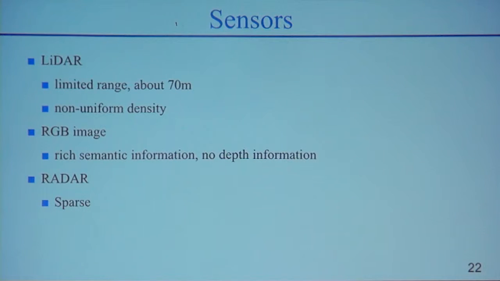If you do 3D detection, the first thing is to understand the characteristics of our sensor data. Each of these sensors has unique characteristics, and we need to leverage them to effectively do 3D detection. First, LiDAR, right now at least, has very limited range and very non-uniform density, and as you get further, the number of LiDAR points you get from the objects is much smaller. It has intensity, but typically you get the shape information. The camera image has rich semantic information, but we don't have the depth information. And radar is much more sparse compared with LiDAR.